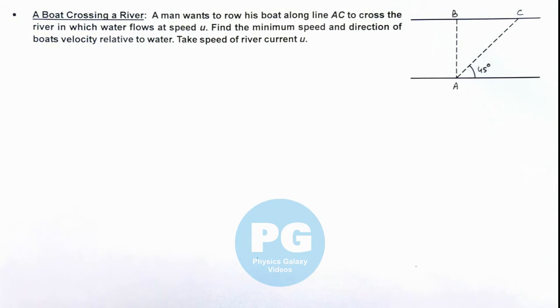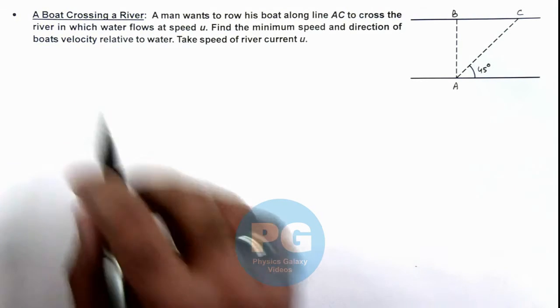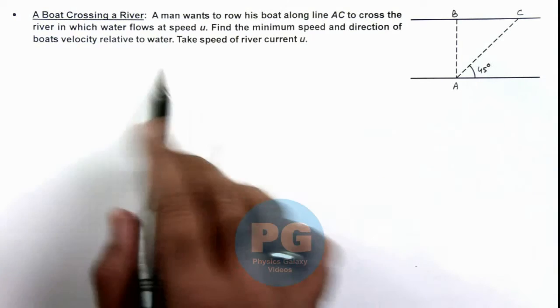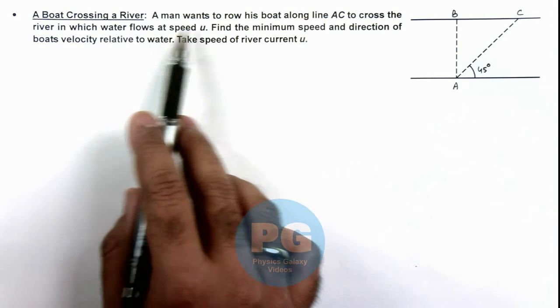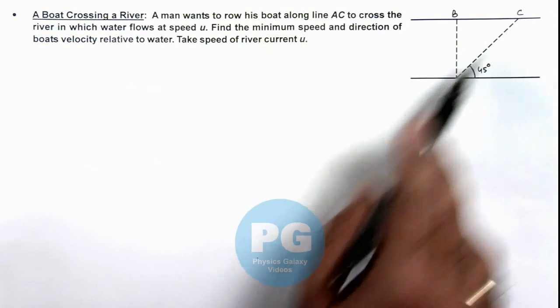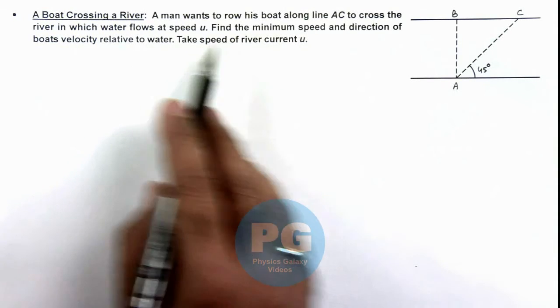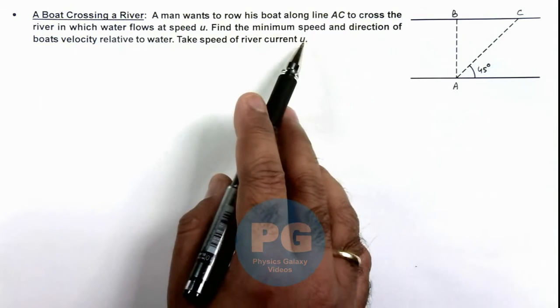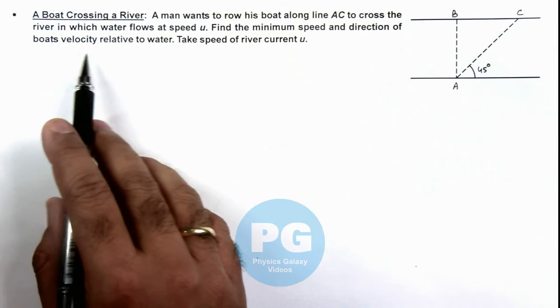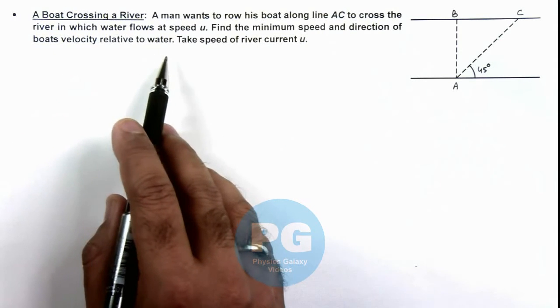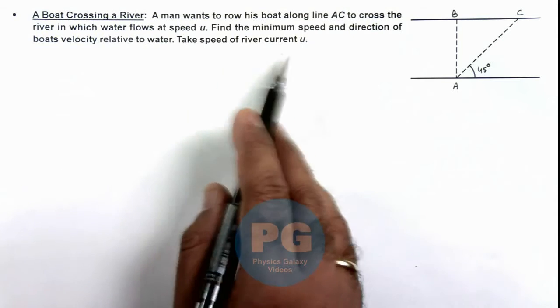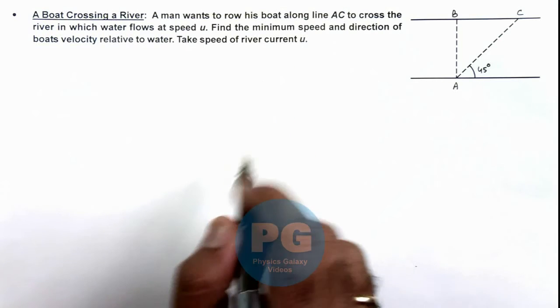In this illustration, we'll analyze a boat crossing a river. Here we are given that a man wants to row his boat along line AC to cross the river in which water flows at a speed u. We are required to find the minimum speed and direction of the boat's velocity relative to water for this, and we are given to take the speed of river current as u.